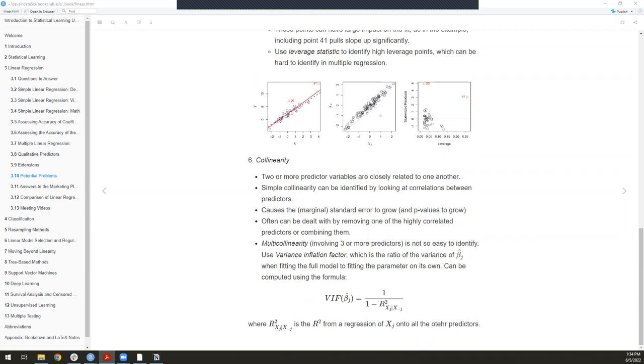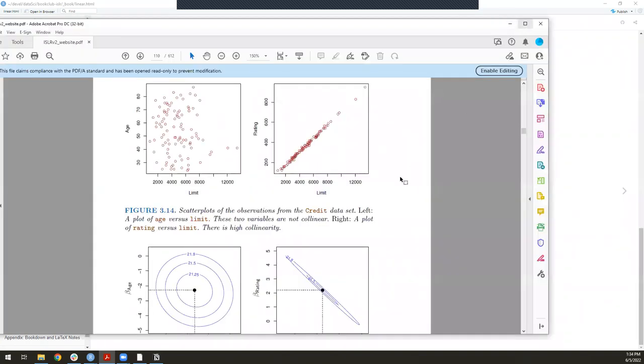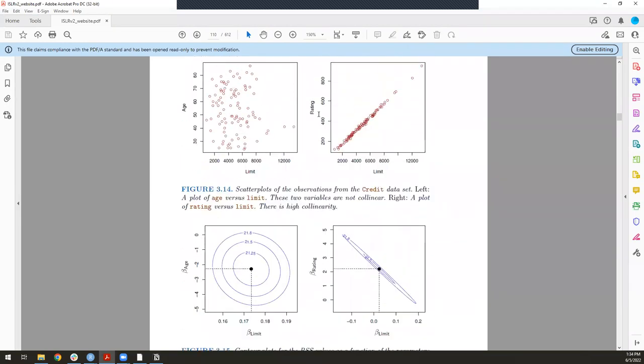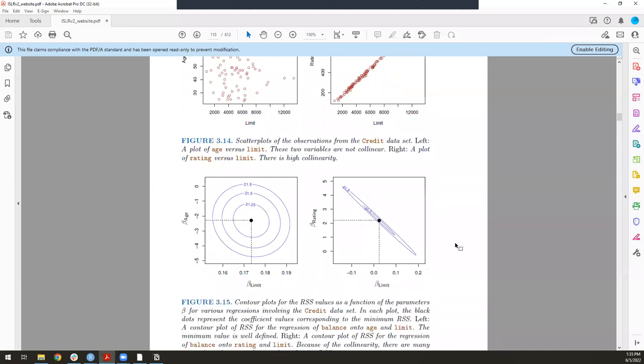Let me just see if I can pull this over here. Can you see the book chapter now? Yes. So here they give an example, the credit data. Here's credit limit and credit rating shown, and you can see they're highly correlated with each other. What you get when you fit, in the lower right, is the beta for the rating and the beta for the limit. You can see the errors are big, bigger than maybe they should be, because one of the parameters is making the other parameter, how do I explain this right? I'm doing a terrible job explaining this.